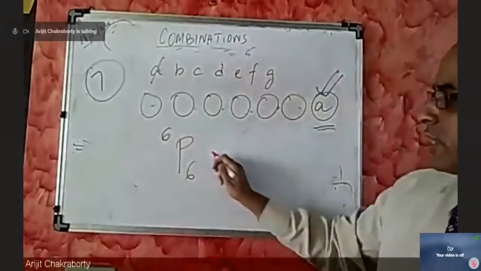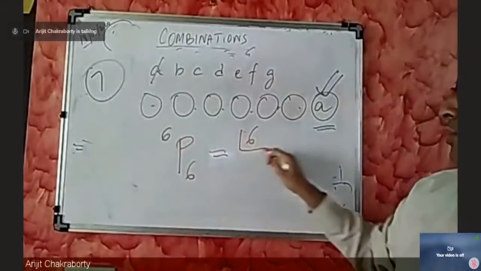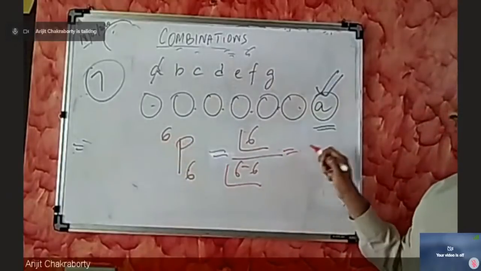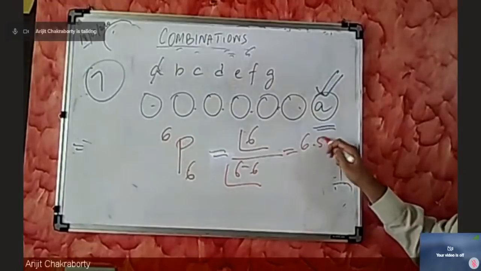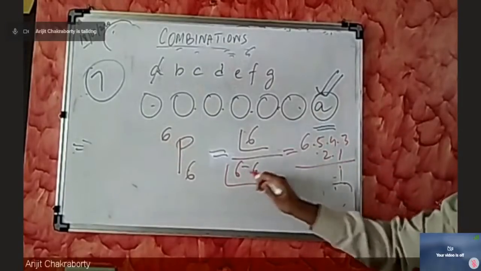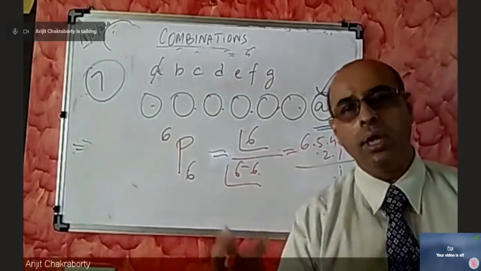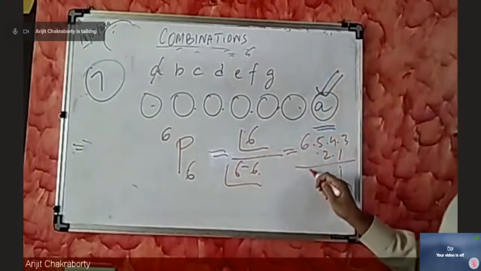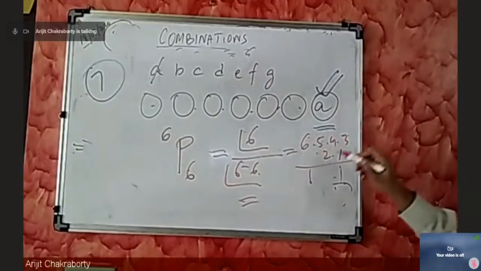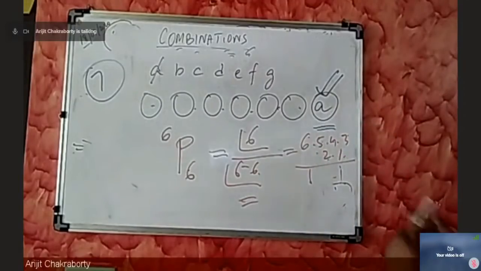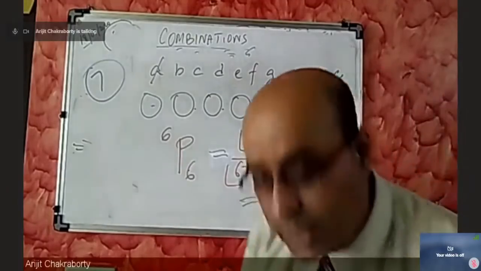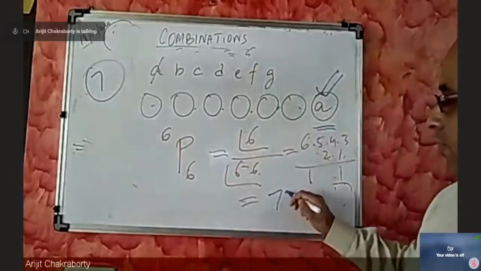So it is 6P6, equal to 6 factorial divided by (6 minus 6) factorial. That is 6 into 5 into 4 into 3 into 2 into 1 divided by 0 factorial, and we know 0 factorial is 1. So this is 6 into 5 is 30, into 4 is 120, into 3 is 360, into 2 is 720. So the answer is 720.